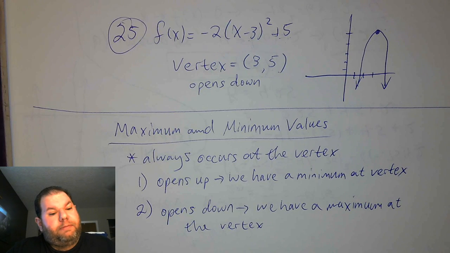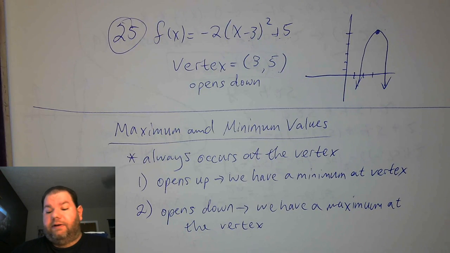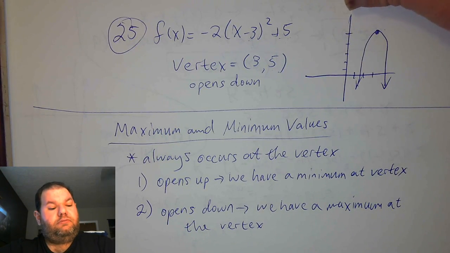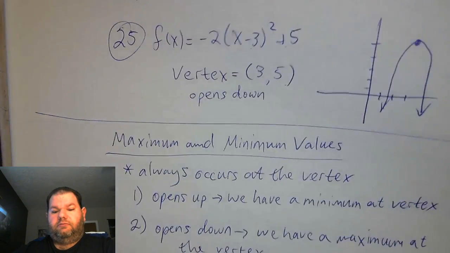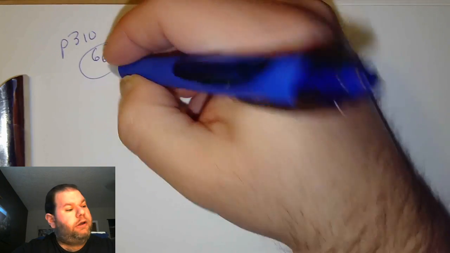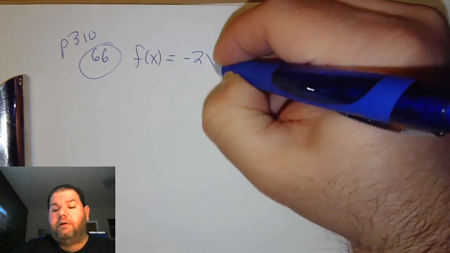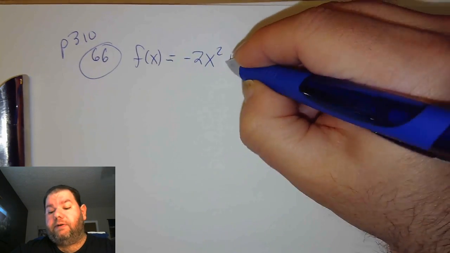So we're on page 310. And let's go ahead and look at problem 66. We're given f of x is negative 2x squared plus 12x.